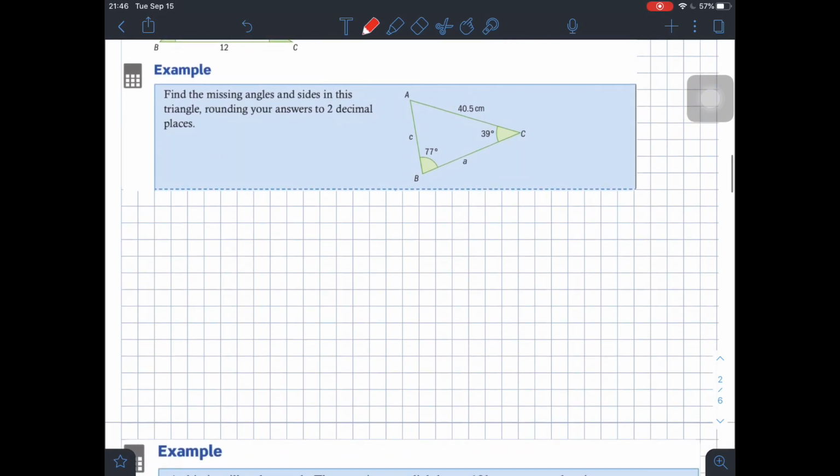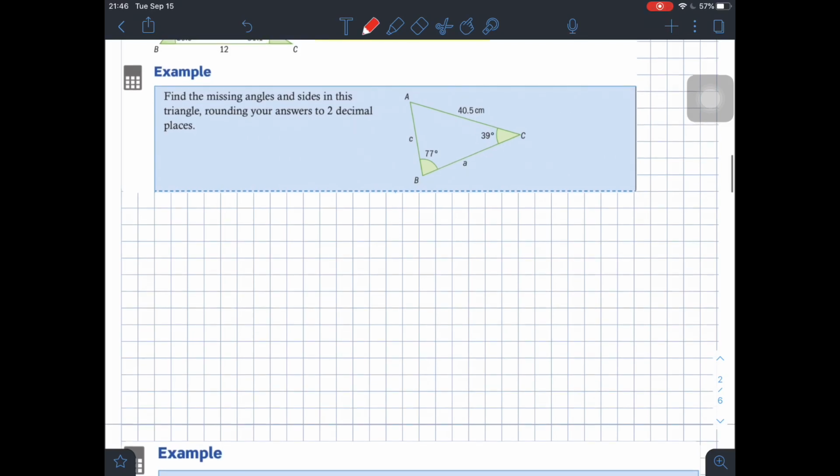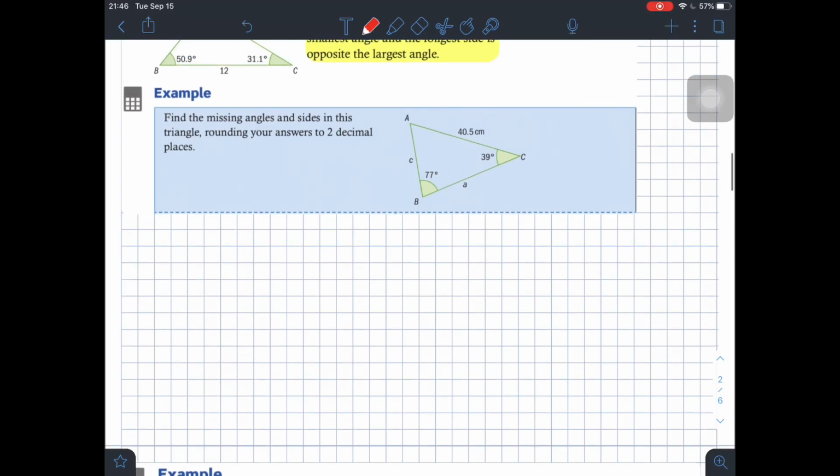It says, find the missing angles and sides in this triangle, rounding your answer to 2 decimal places. So we're going to do the same thing, but now with this triangle and this information we have here. We have angle B and side B. That means that we will be able to apply sine rule. And then we also have, as additional data, angle C. So the first thing I see that we could do is start by finding the missing angle, right?